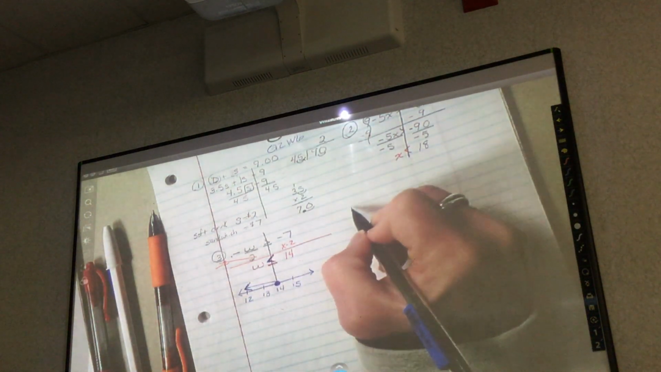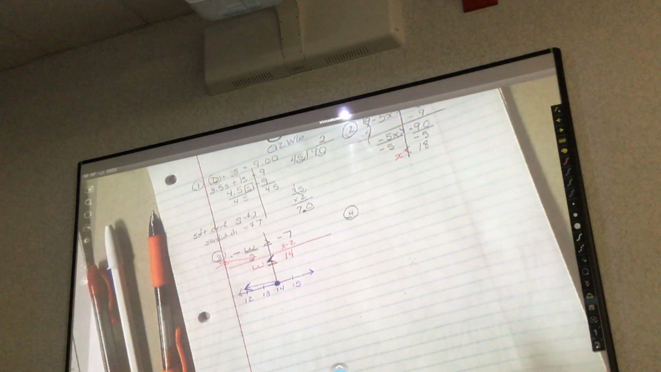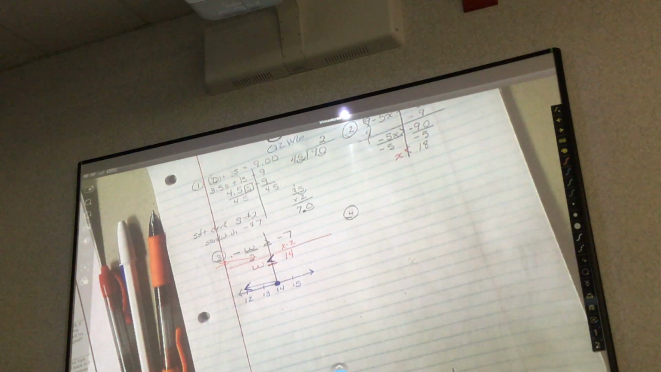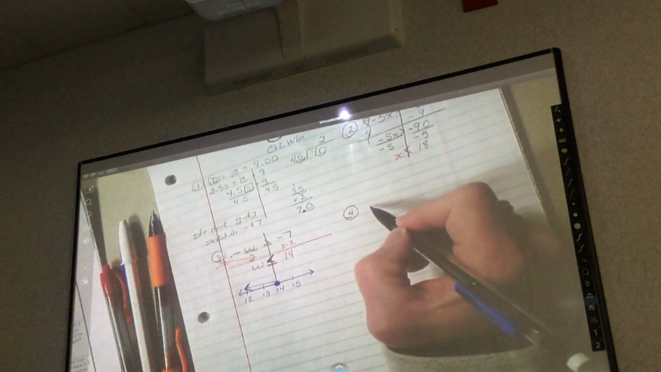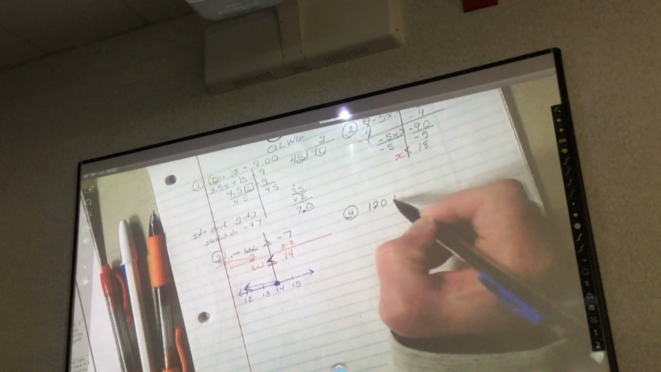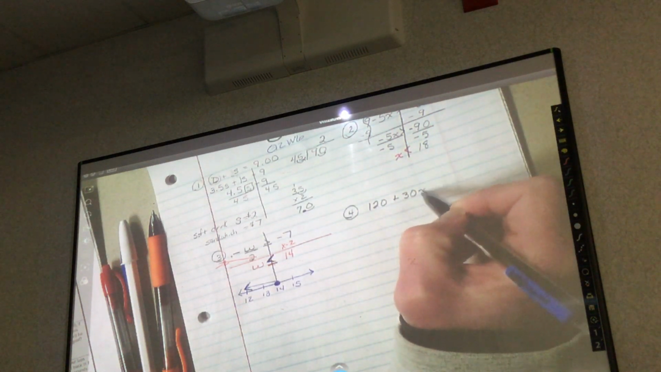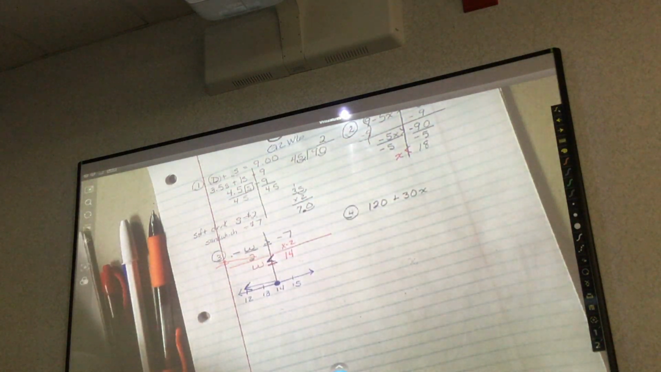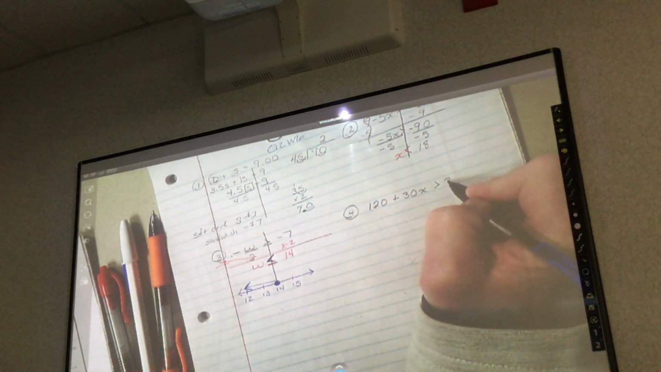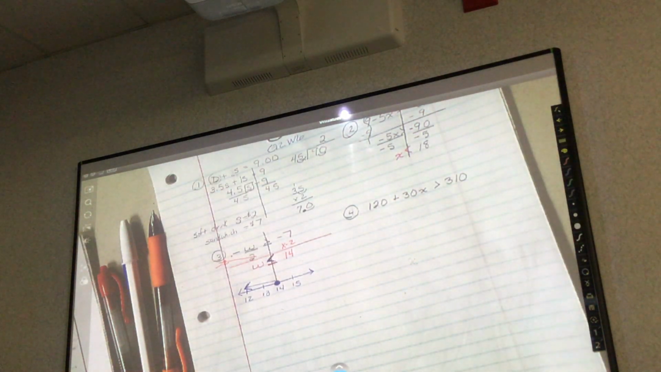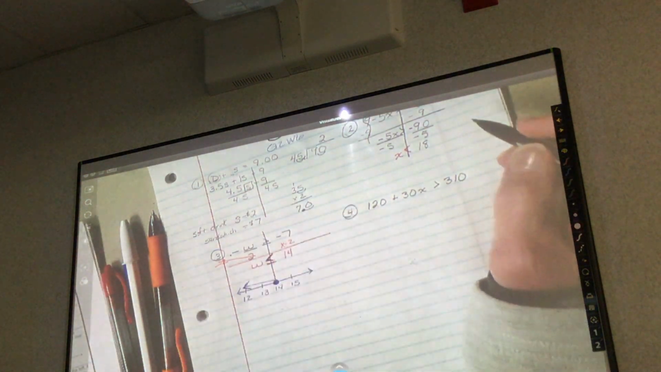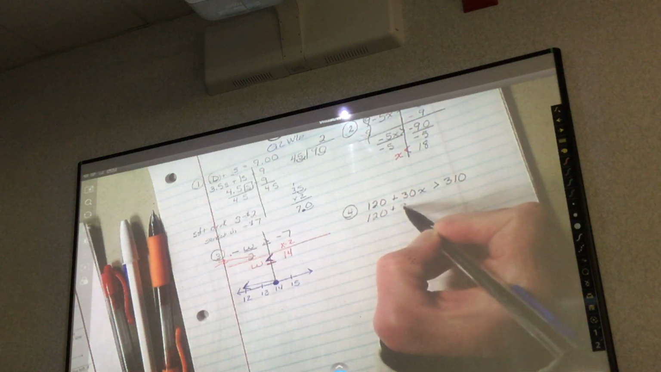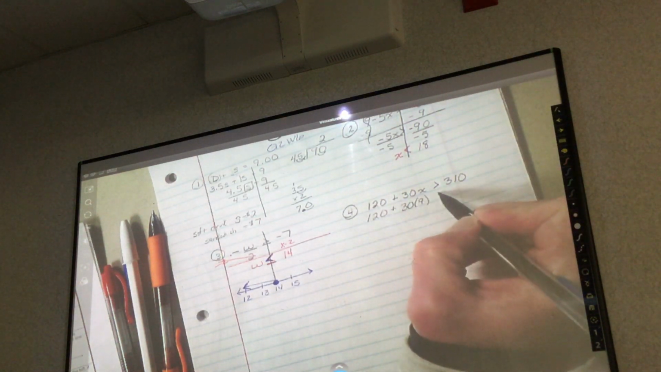4. In the problem to the left, if Tim mows 9 lawns this week, how much will he have exceeded his goal? So I have to go back to my original: 120 plus 30 times x is supposed to be greater than 310, right? That's the original problem. So he's saying 9 lawns, so 9 needs to go in for my x. So 120 plus 30 times 9 is greater than 310.